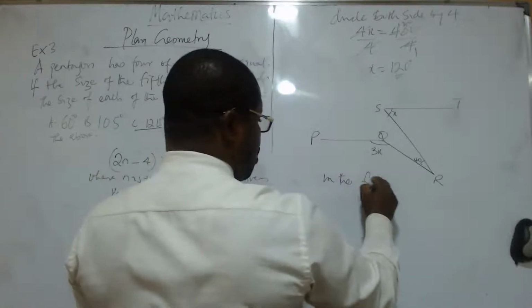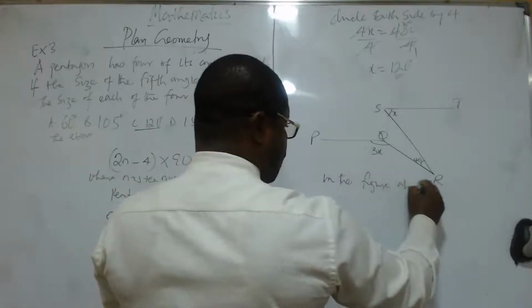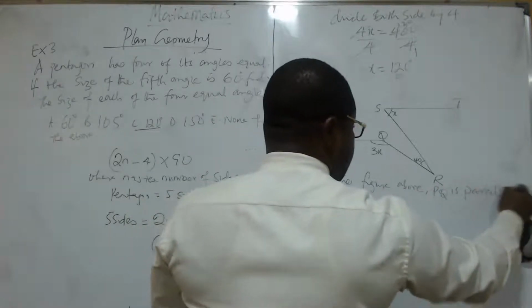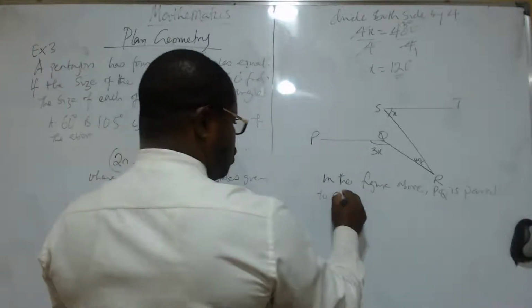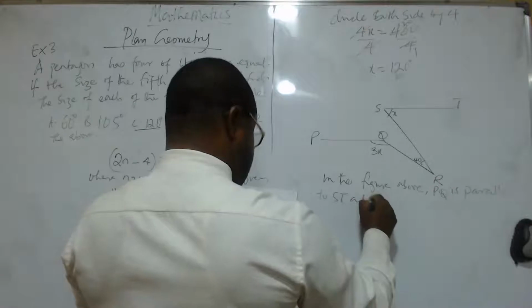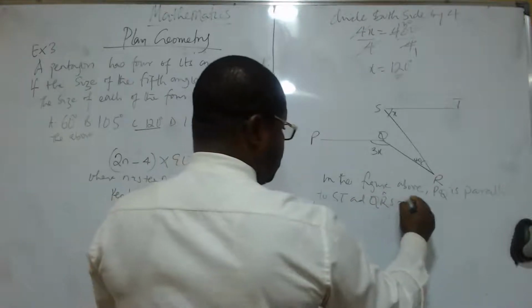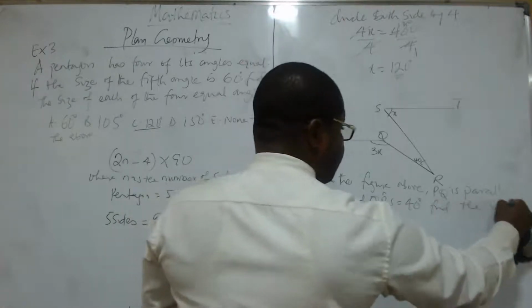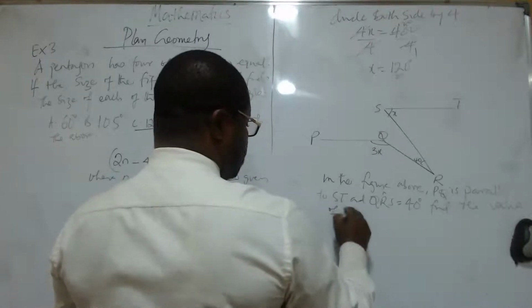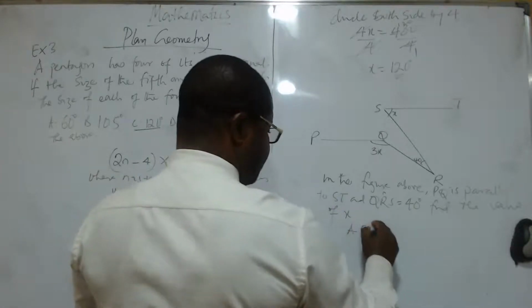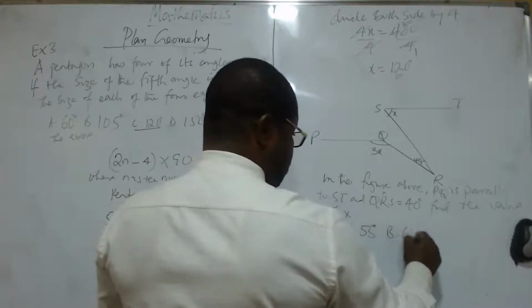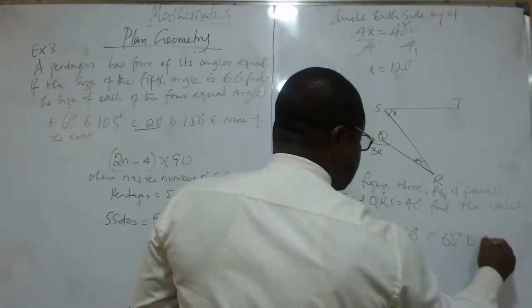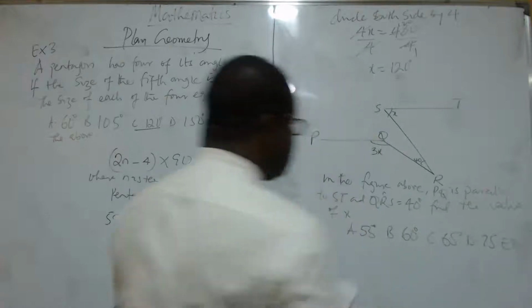In the figure above, PQ is parallel to ST, and angle QRS equals 40 degrees. Find the value of x. A, we have 55 degrees. B, we have 60 degrees. C, 65 degrees. D, 35 degrees. And E, we have 80 degrees.